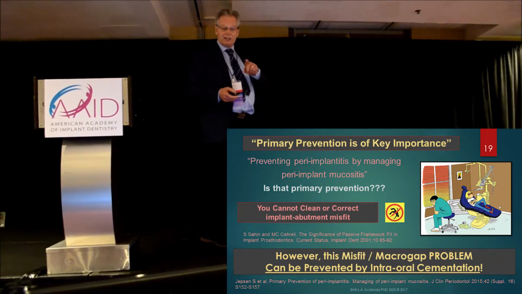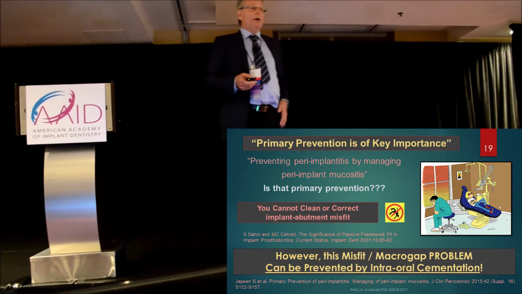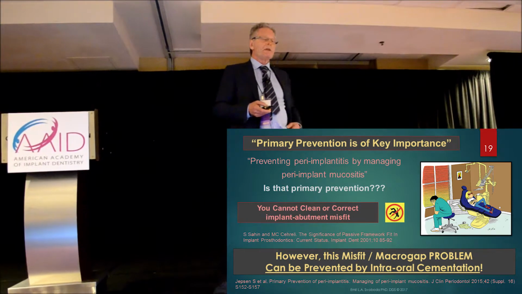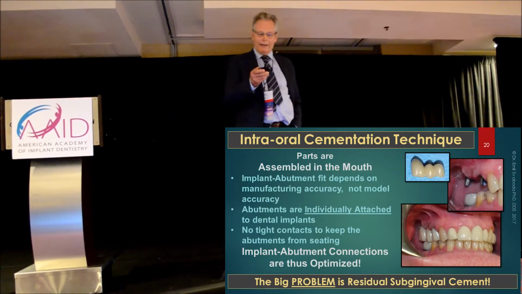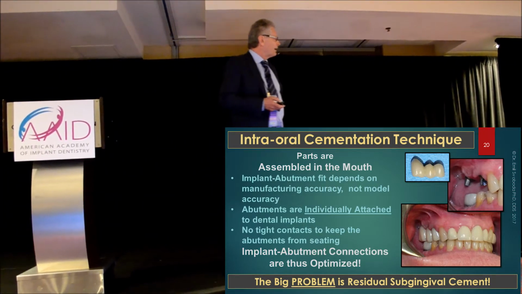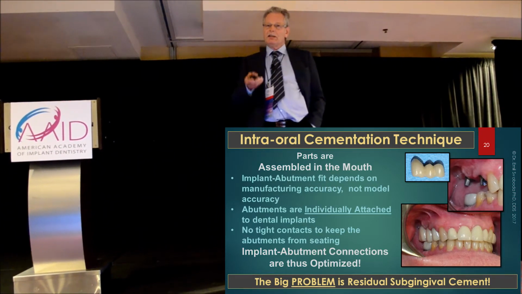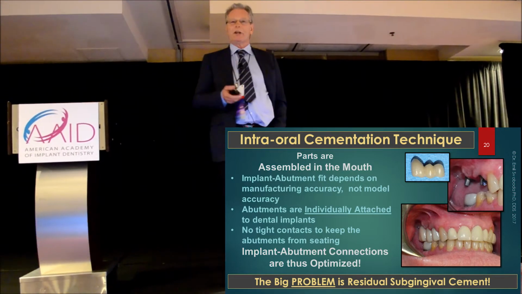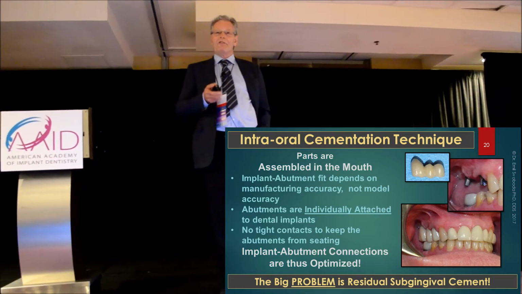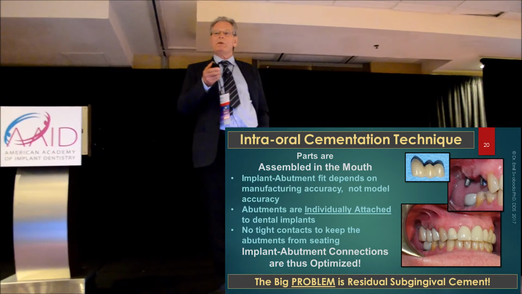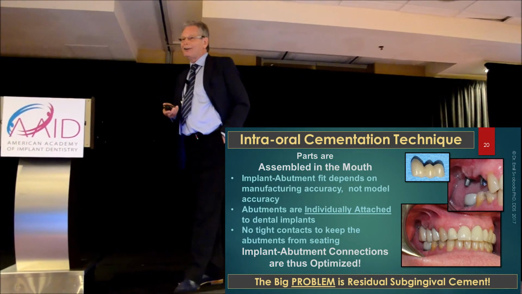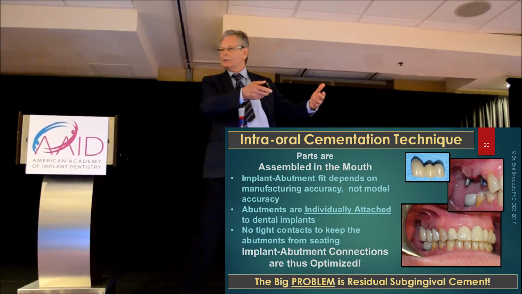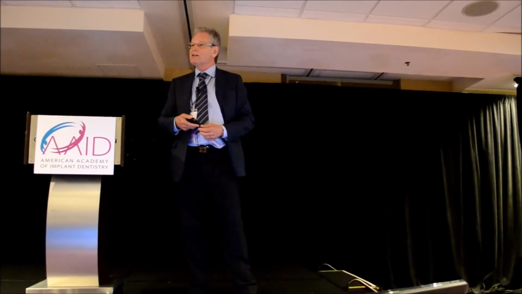And this macro gap or implant abutment misfit problem can be 100% solved by the cement-in technique. And I'll tell you why. Because with the cement-in technique, the abutments are put in individually, and therefore where we put them does not depend on the accuracy of our impression or model, because it's machined by the companies who are allowed to machine that connection.